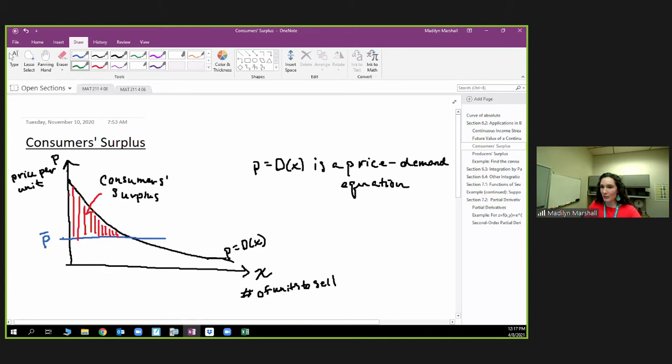So the difference between these two functions tells the difference between the price of what people are willing to pay and what they actually have to pay. And that difference in price is happening over the X values up to wherever that surplus ends. And that X value is called X bar.